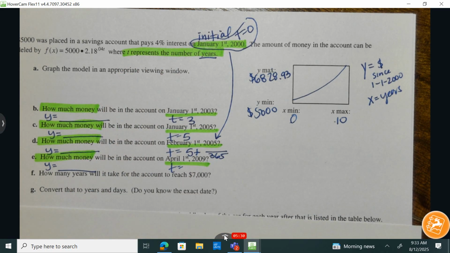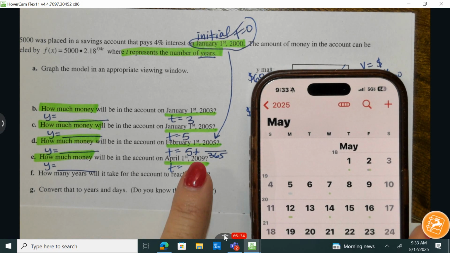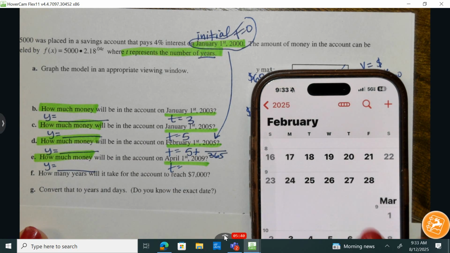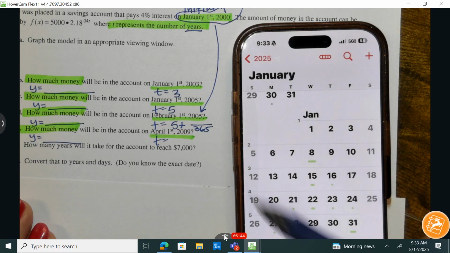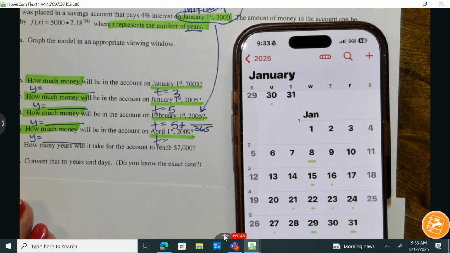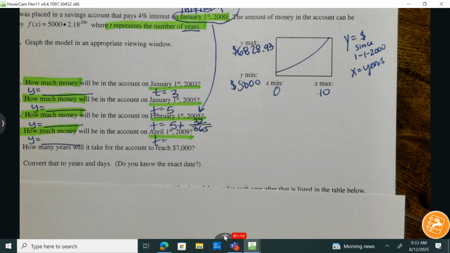So I'm going to grab my calendar, and we don't need to turn it back to 2005. I want to know from January 1st to February 1st exactly how many days. Okay, January has how many days in it? Everybody can see how many days? 31, but I need to go to February 1st, which is one more day, so that's 32 days in all. So this is 32 over 365.